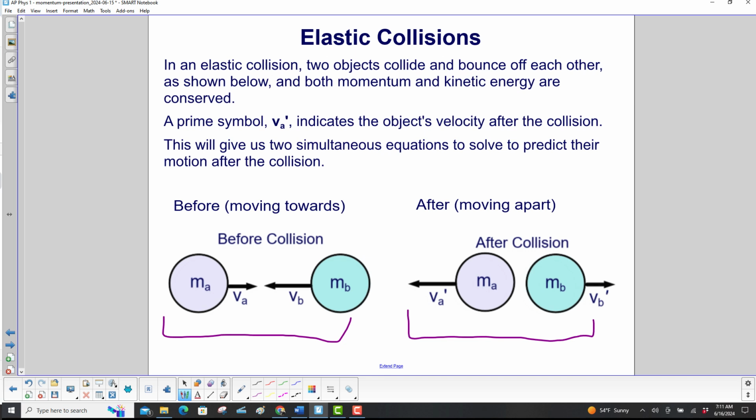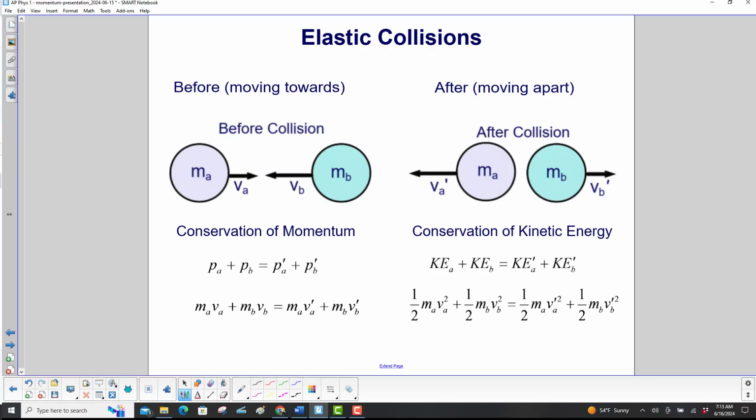A prime symbol, right here, indicates the object's velocity after the collision. So VA, here's your initial velocity, VA prime is after the collision. This will give us two simultaneous equations to solve to predict their motion after the collision. Here's our two equations: conservation of momentum, conservation of kinetic energy. Substitute in the value for momentum, which is mv, and kinetic energy, which is 1/2 mv squared.